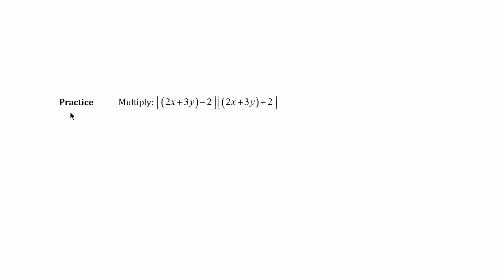Next, we have a practice problem for you to try. Multiply the two binomials. For the first binomial, we have [(2x + 3y) − 2], times the second binomial, which is [(2x + 3y) + 2]. Okay, so go ahead and pause the video, try out this problem, and then check back with the video to see the answers.